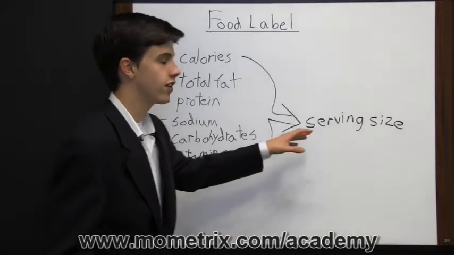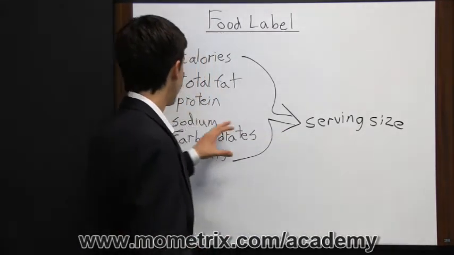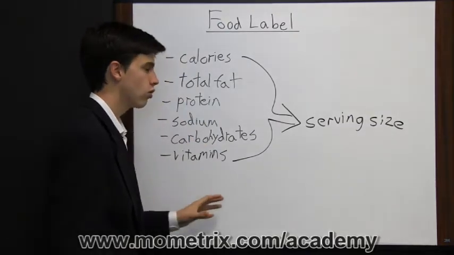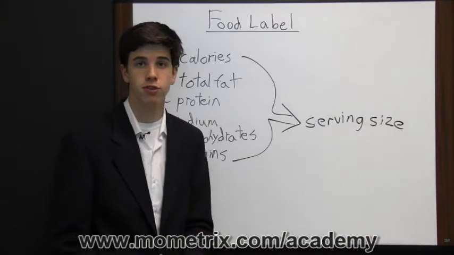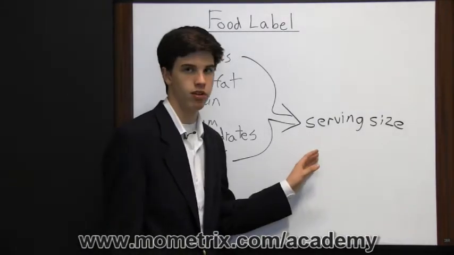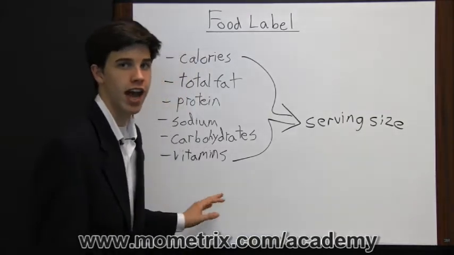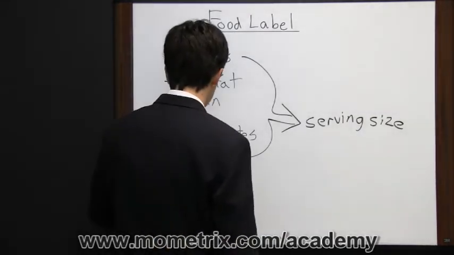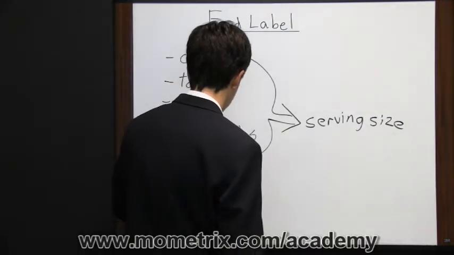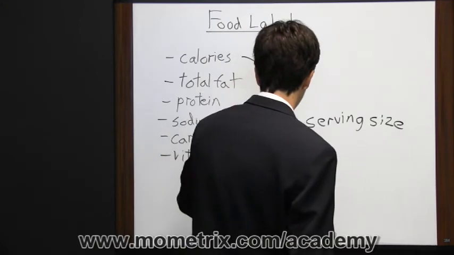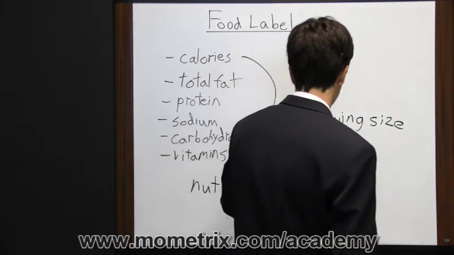So there must be a serving size to let you know what these calories, total fat, protein, sodium, carbohydrates, and vitamins correspond to. And sometimes food manufacturers will make the choice to put a very odd serving size on the label to make the food look healthier than it actually is. That's why it's important when making a comparison to compare nutrients per unit of measure.